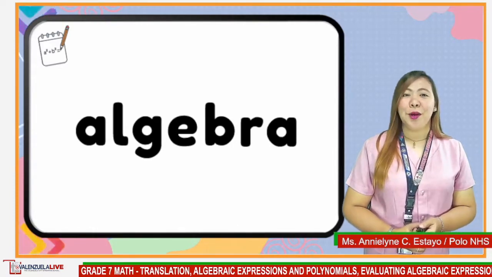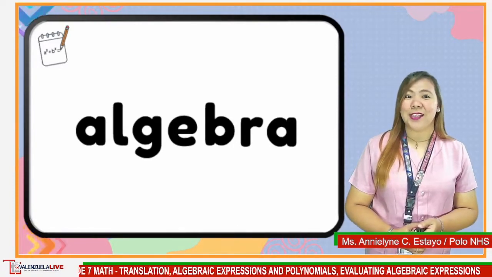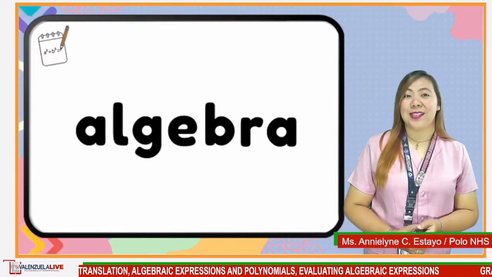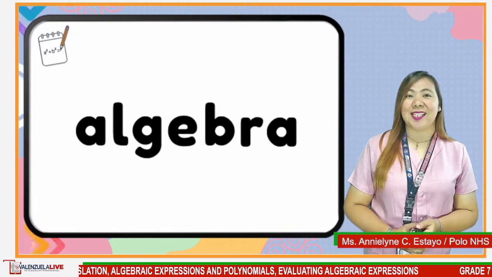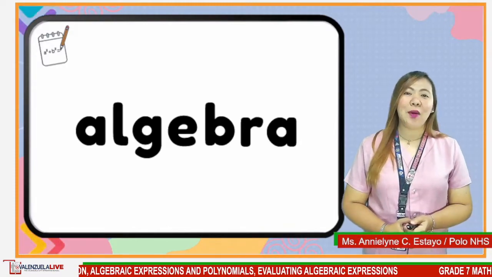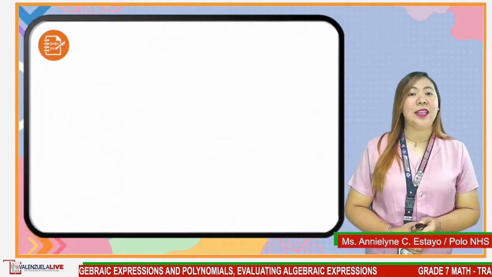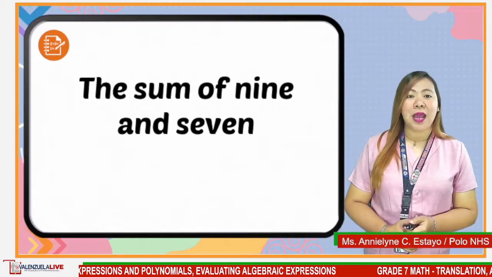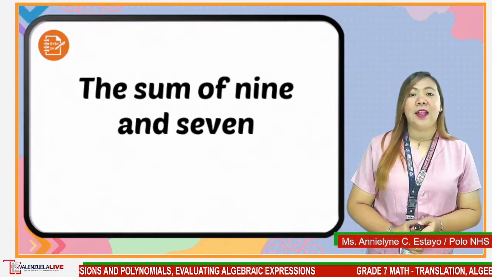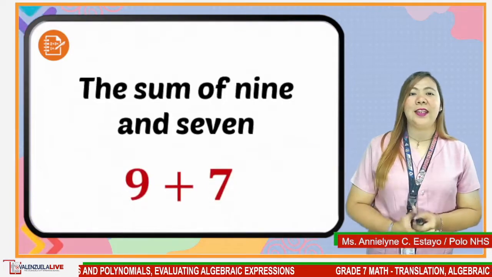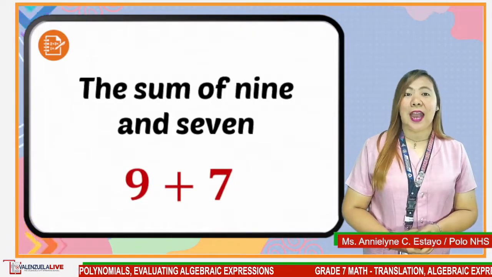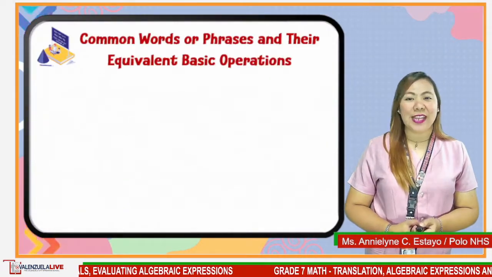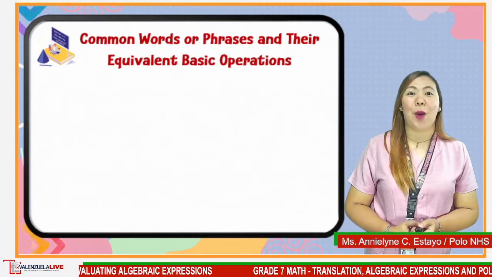Now, do you know how to translate English phrases into mathematical phrases? How about translating English sentences into mathematical sentences? On our activity, we translated the given English phrase or sentence into their corresponding mathematical phrase or sentence, like the sum of 9 and 7, which is 9 plus 7. Let us have the common words or phrases and their equivalent basic operations.